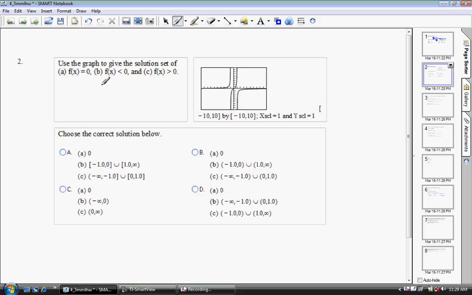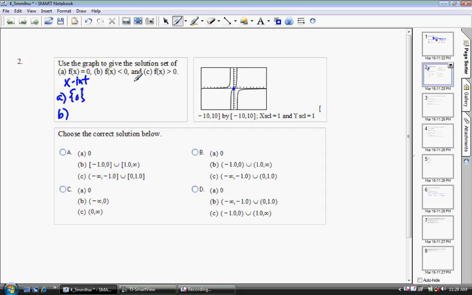Use the graph to give the solution set of f of x equals 0, f of x is less than 0, and f of x is greater than 0. So again, just using the graph. Where is it equal to 0? Well, that's the same thing as the x-intercept, which is at the origin, so it's equal to 0 at x equals 0.